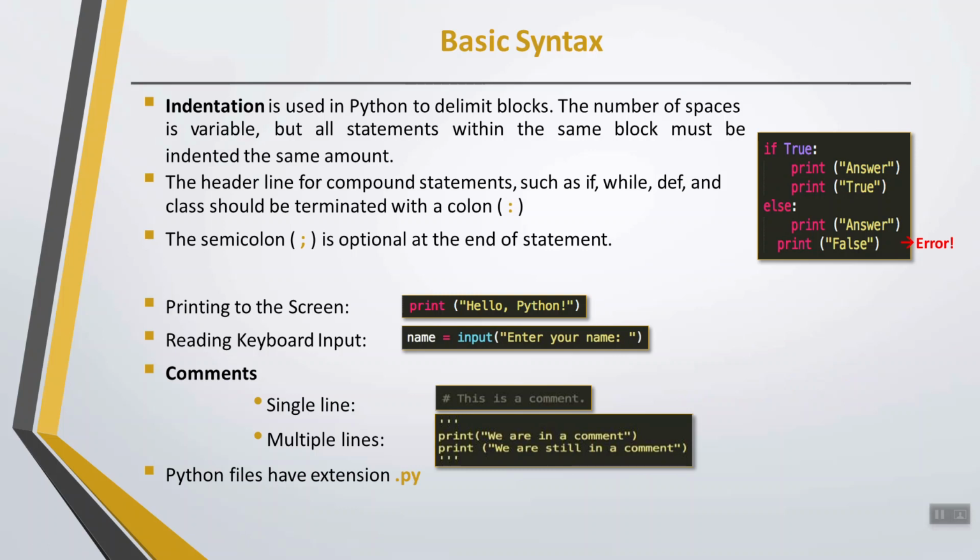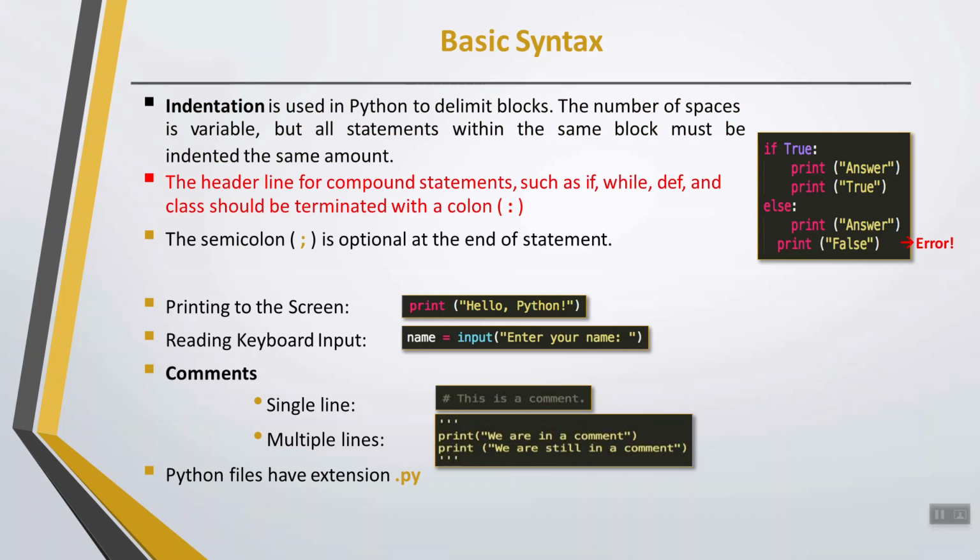So that's why other programming languages use curly braces to show a separate block of code in your script. But in Python we use indentation, four empty spaces from left, to delimit the block from the rest of the code. So indentation is used in Python to delimit blocks, and the number of spaces may be variable, but all statements within the same block must be indented with the same amount. So that's why these statements look different from the rest of the code.